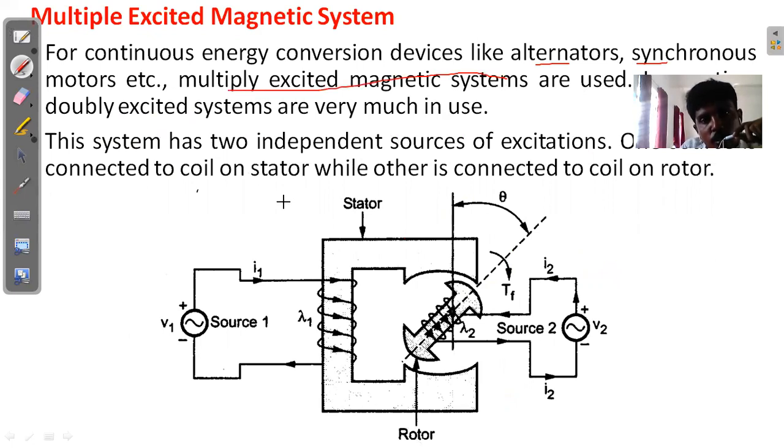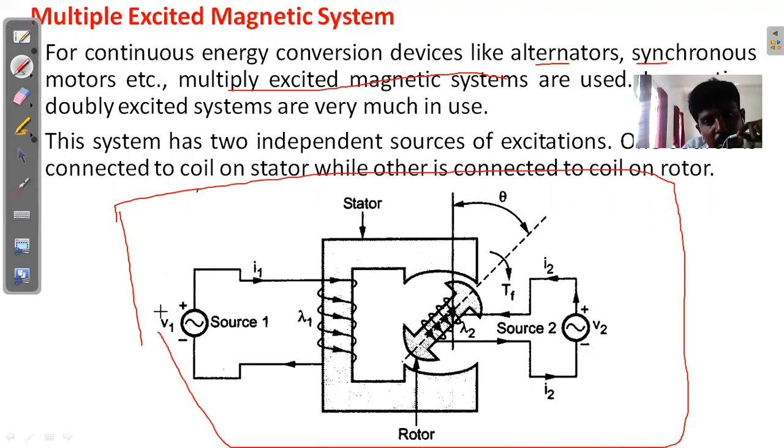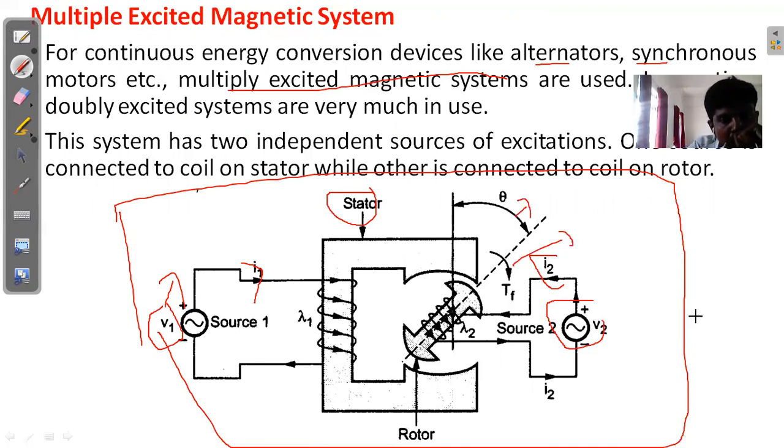So mostly for industry applications, all are working with multiple excited magnetic systems. For understanding purposes, this is the cross-sectional view of the multiple excited system for an AC machine. V1 is the supply voltage, I1 is the input current. This is the stator, the stationary part. V2 is the supply voltage for the rotor, I2 is the input current. Torque is the force. Theta is the angular displacement between stator and rotor.